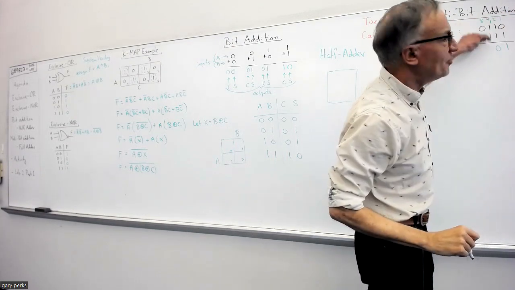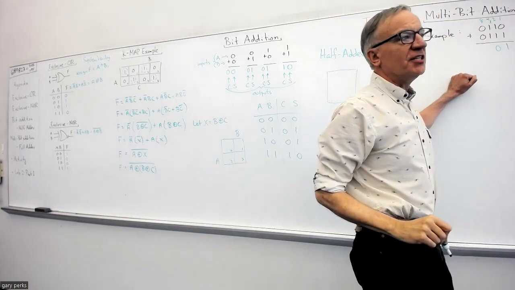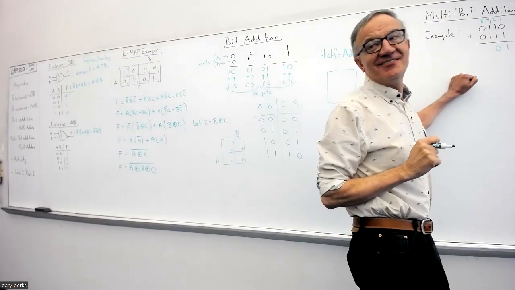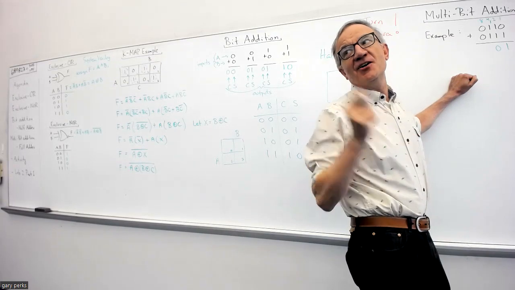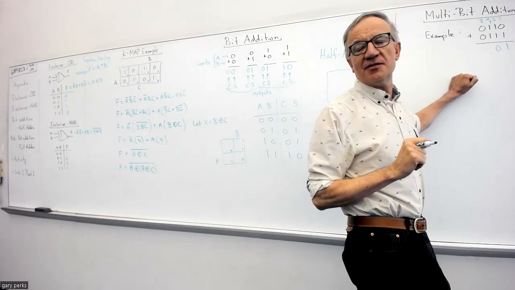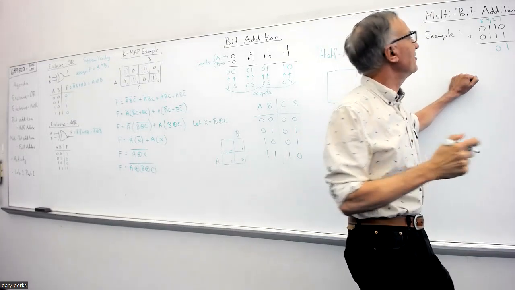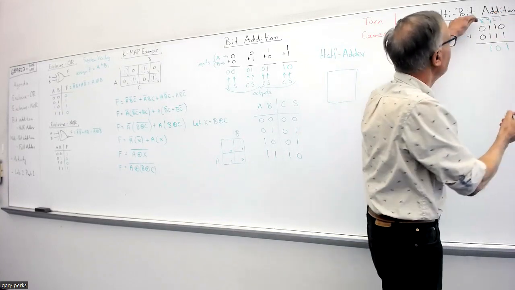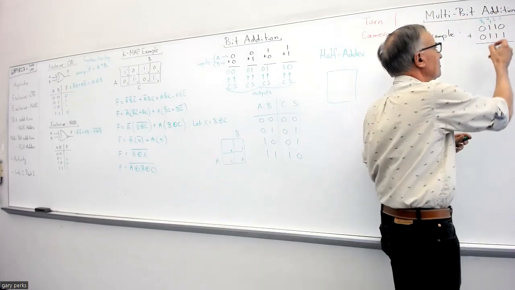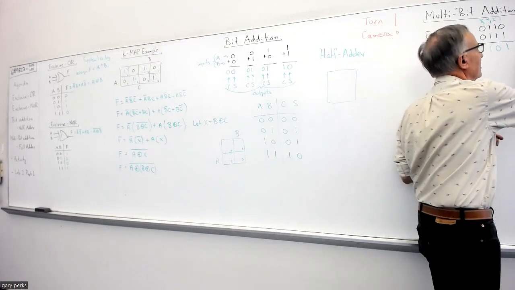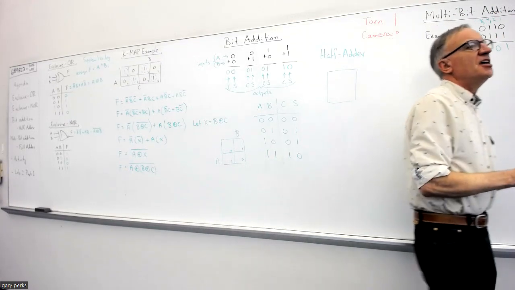And then I get to this bit column, and I'm adding 3 ones. Now, when you add 3 ones, what do you get? Right, you get 1-1 in binary because 3 1s is 3, and 1-1 is 3 in binary, right? So you see that would be a 1 with a carry of 1. Then here you're just adding 1 plus 2 zeros, which is just a 1. So you see this comes out a 13, so you know, makes sense.